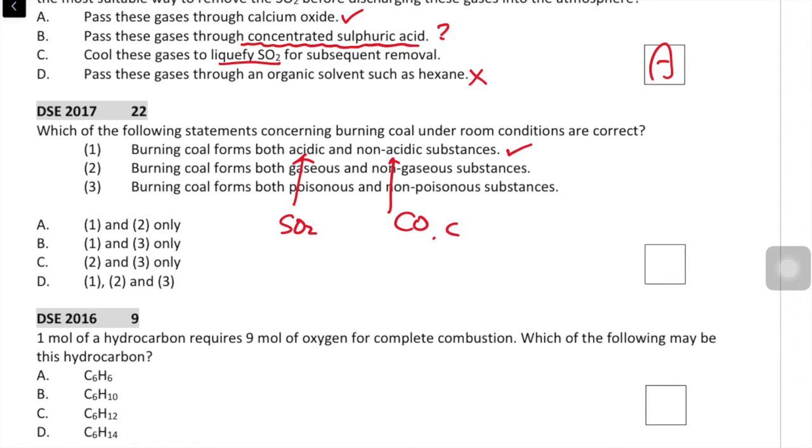Next one is they get both gaseous and non-gaseous substance. Again, yes, because we have SO2 and CO, which are gases, and carbon powder, which is a non-gaseous substance. Finally, poisonous and non-poisonous. So we can see at the same time, the non-poisonous substance is CO2, but what about the poisonous? It is SO2. So the answer is D.